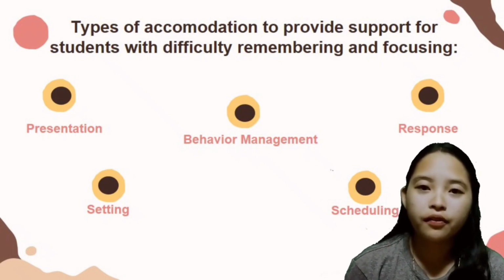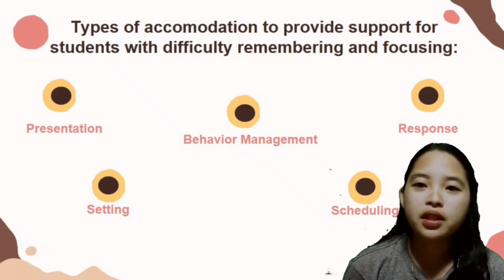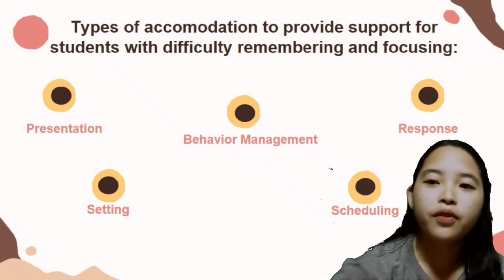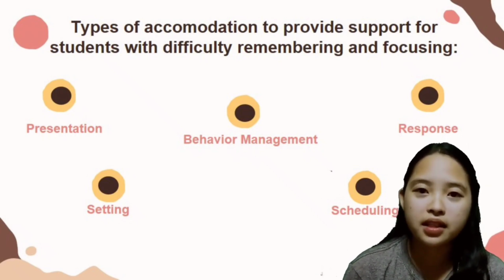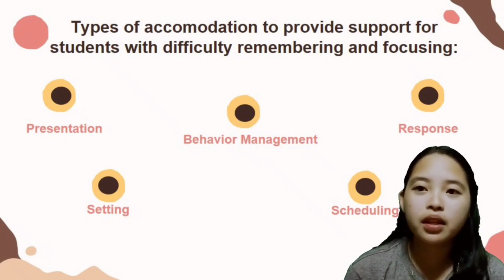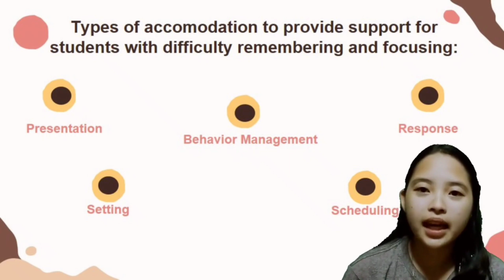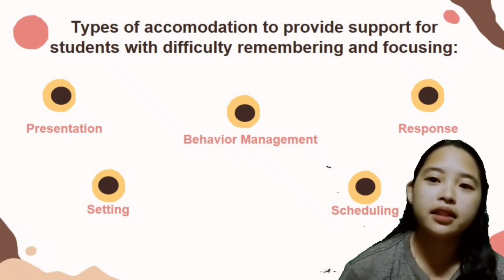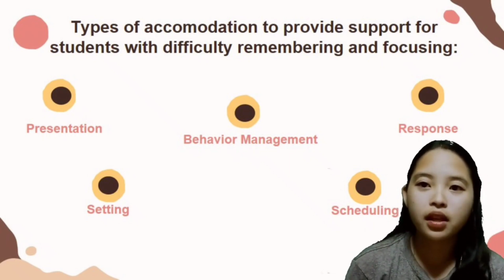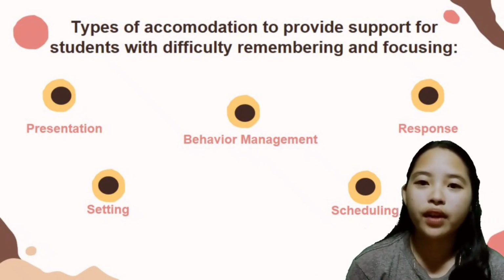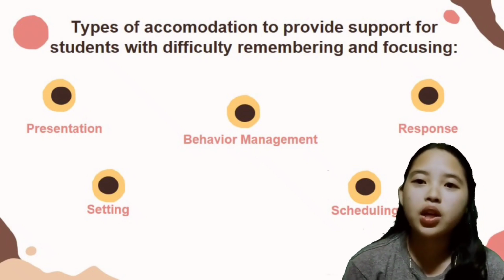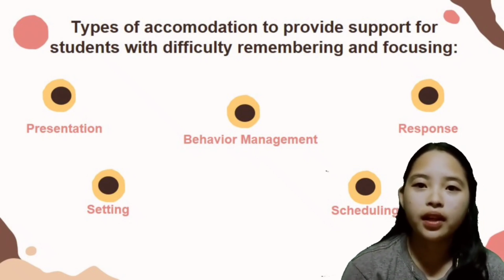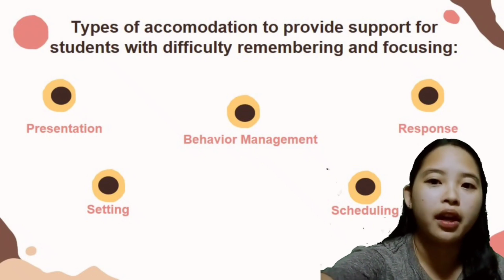So let's first tackle presentation. Presentation, by the way, conveys information from a speaker to an audience. Next is response. It is something done as a reaction to something that has been done. Next is setting. It is the time, place, and circumstances in which something occurs or develops. And next is scheduling. Scheduling is the arrangement of an event to take place at a particular time.